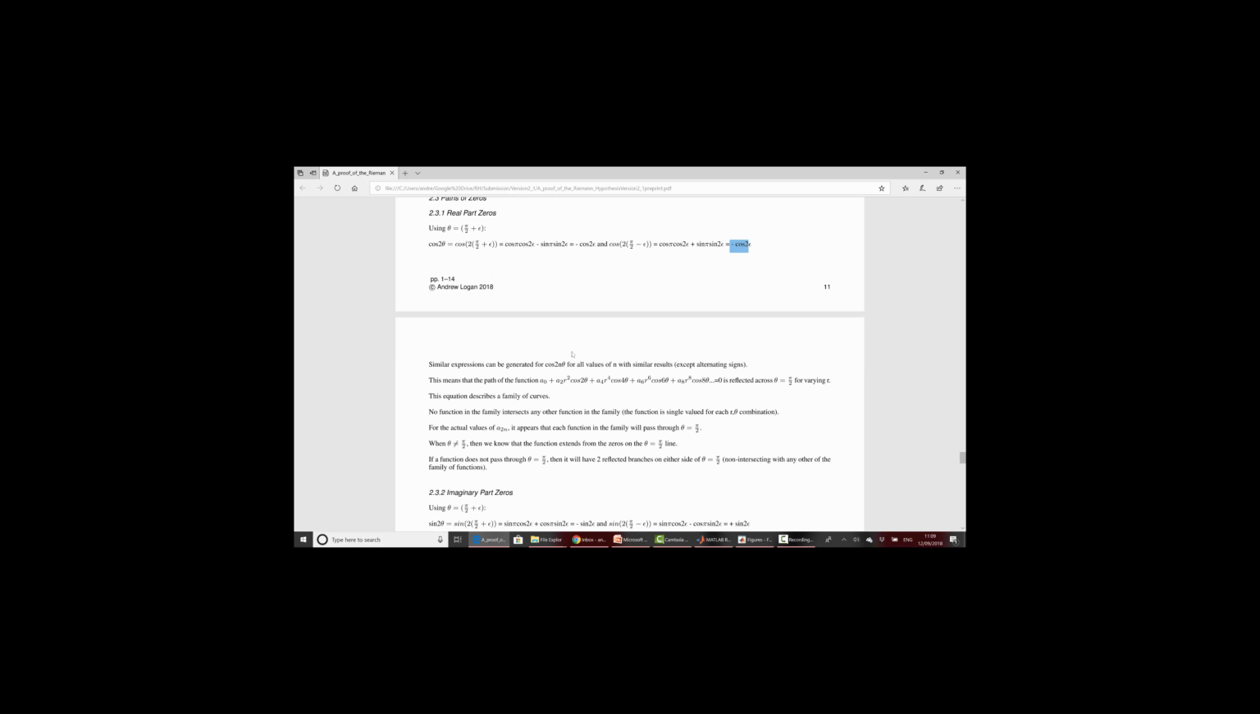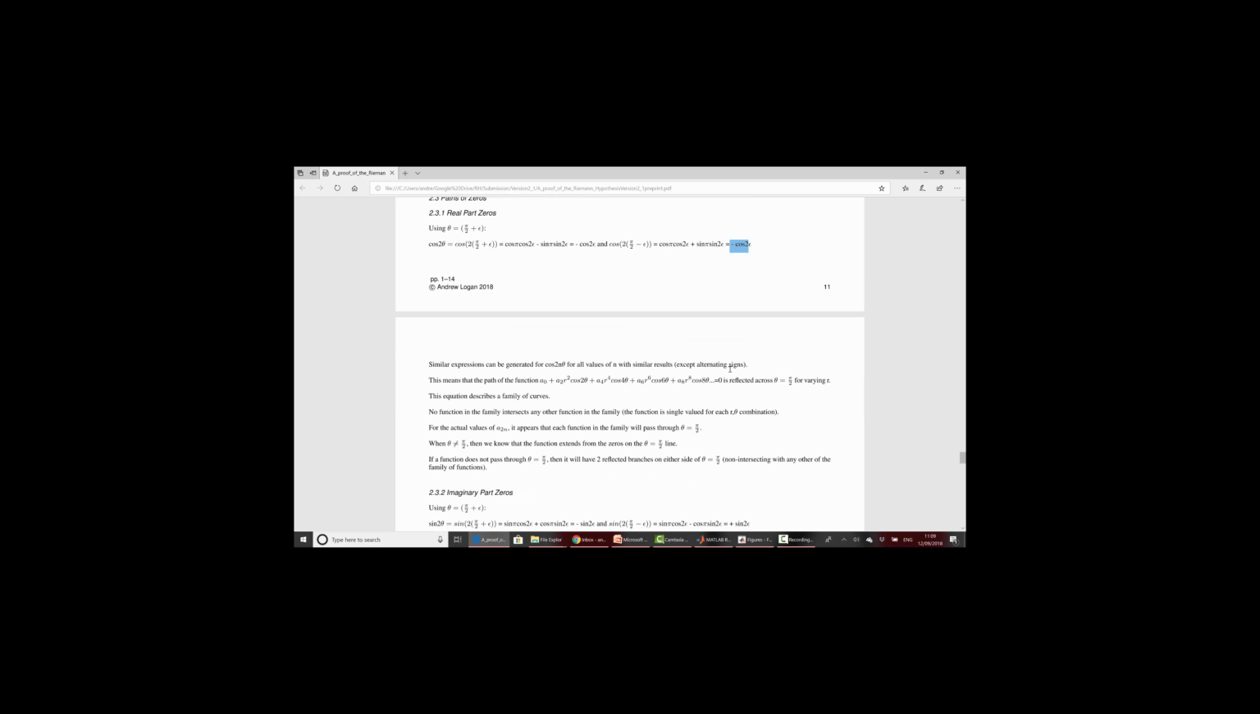You can work through all the cos 2nθ for all values of n with similar results. It's alternating signs, and the implication is that the path of that function is reflected across θ equals π/2 for varying r. So you've got a family of curves, non-intersecting and potentially passing through the θ equals π/2 line.